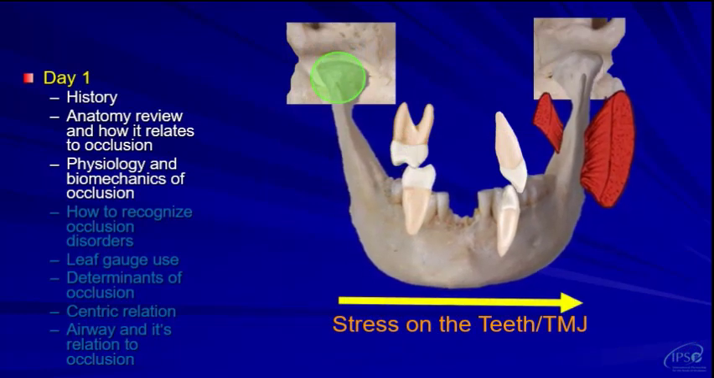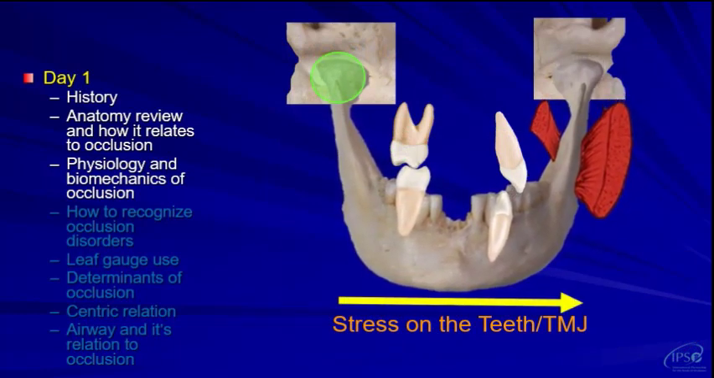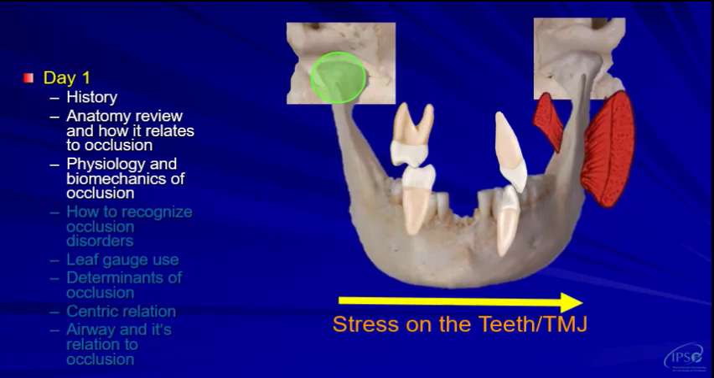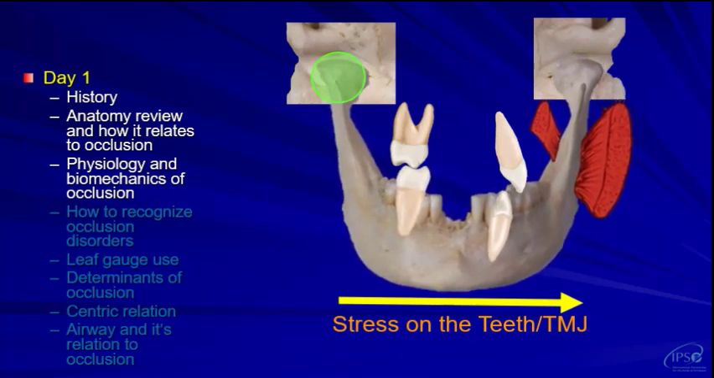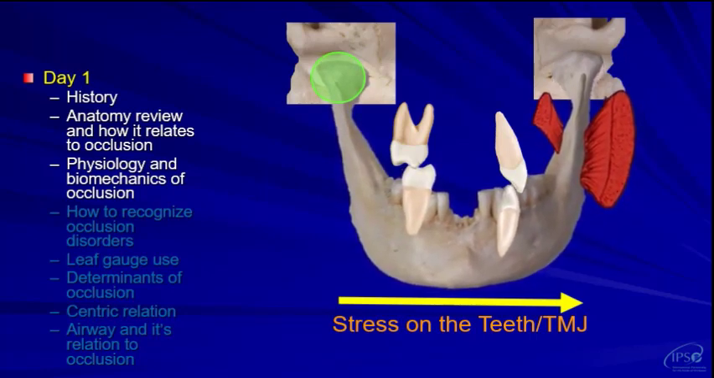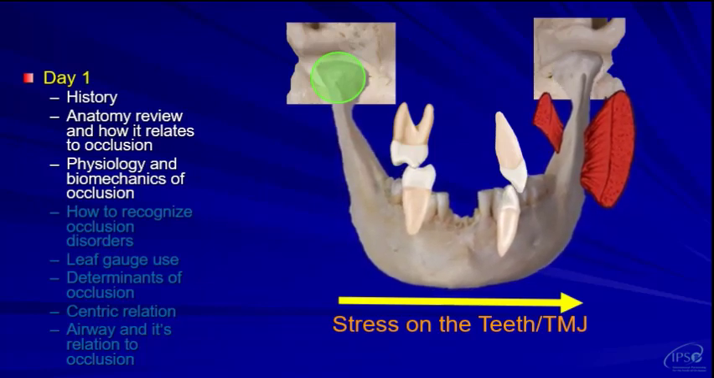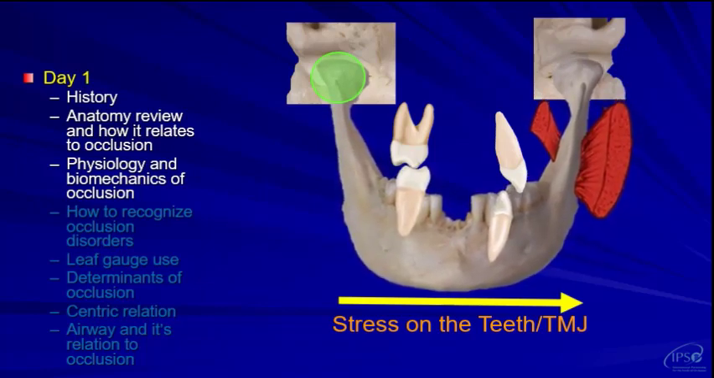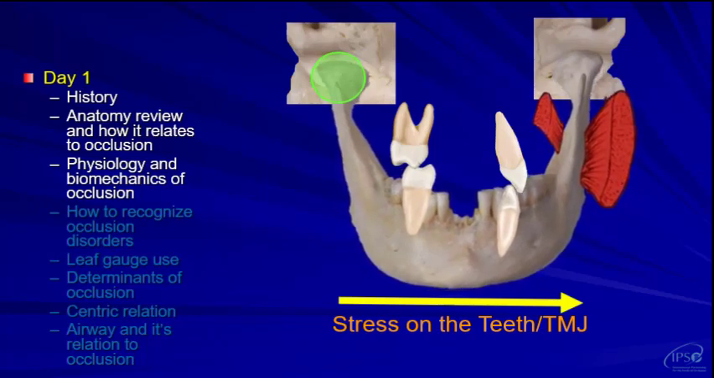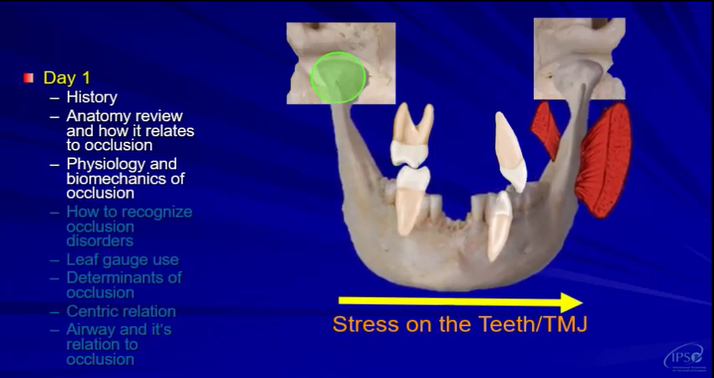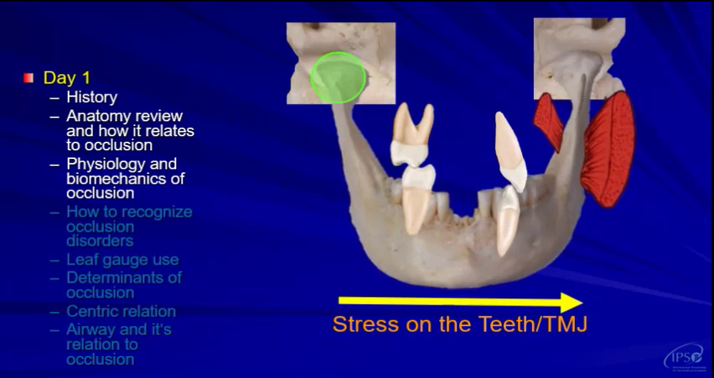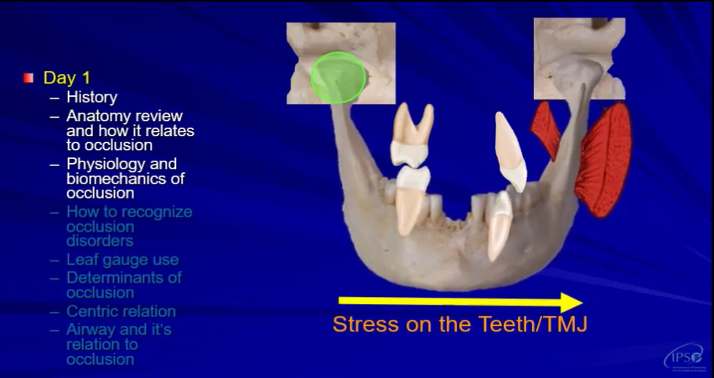Physiology and biomechanics of occlusion helps you to go beyond the what and understand the why. Why do occlusal interferences and parafunction cause all that damage? Once you begin to understand why, you can begin to implement occlusal principles more effectively and help your patients understand how they'll benefit from management of their own occlusion.